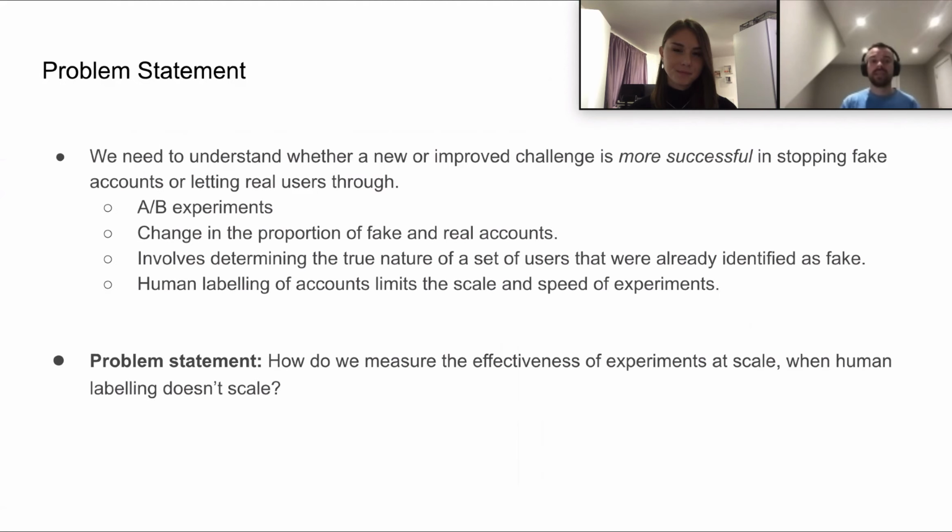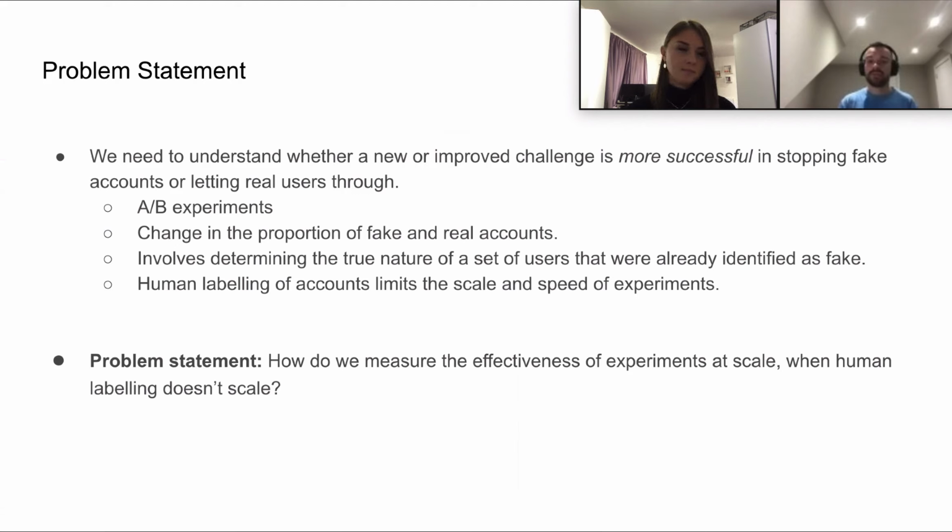We seek to understand iteration effectiveness, which is the degree to which a new or improved challenge is more successful in both stopping fake accounts and letting real users through. To compare effectiveness, we subject pools of accounts to two different experiences in an A/B test experiment and compute the change in the proportion of fake and real accounts that manage to successfully pass the verification process.